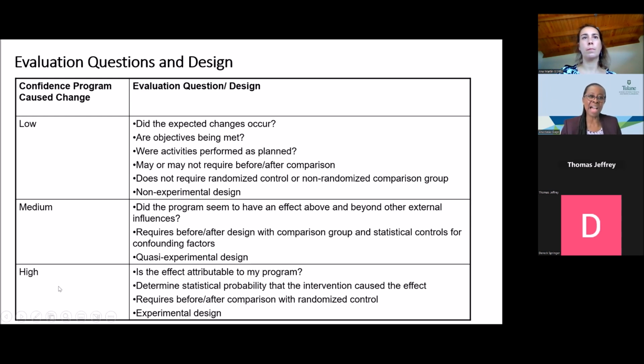And if you have high confidence that the program caused the change, the question is whether the effect you see is due to the program. You have to determine the statistical probability that the intervention caused the change that you're observing. It requires a before and after comparison with a randomized control group, and that's your experimental design.